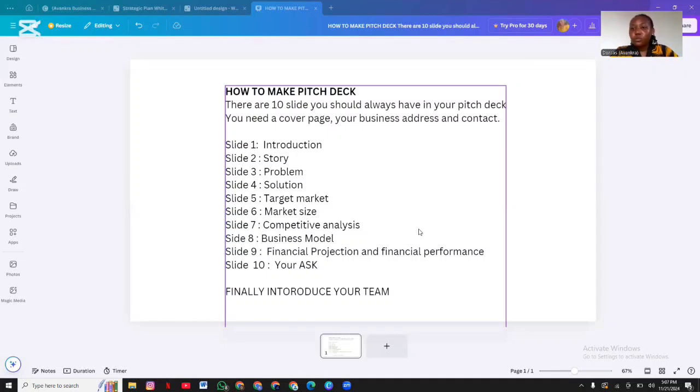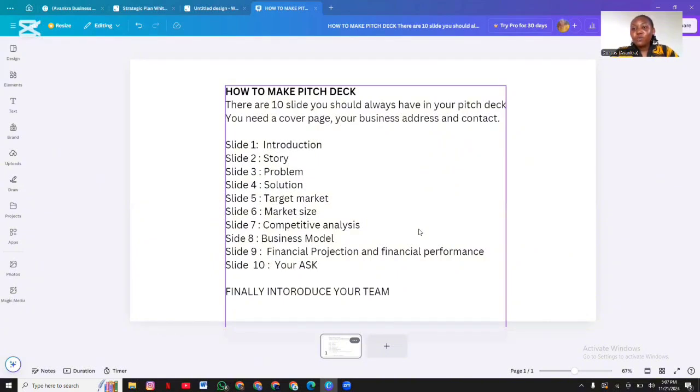Is it B2B or B2C? That's your business model. B2B is business to business, and B2C is business to customer. So slide 9, just like that, is your financial projection and your financial performance.